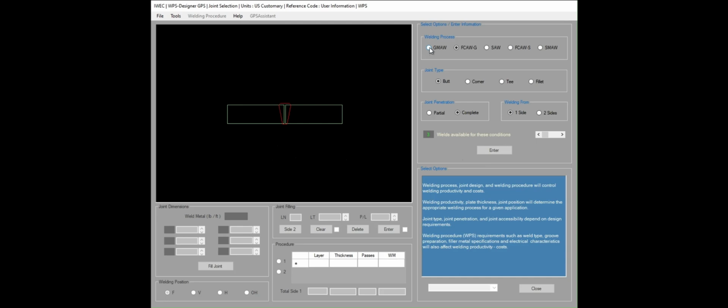Selection of a welding process can depend on several factors such as desired productivity, joint position, plate thickness, cost, or contract requirements. The type of joint is selected primarily based on design requirements. The type of joint penetration is also selected primarily based on design requirements. Joint penetration is classified as partial penetration or complete penetration.